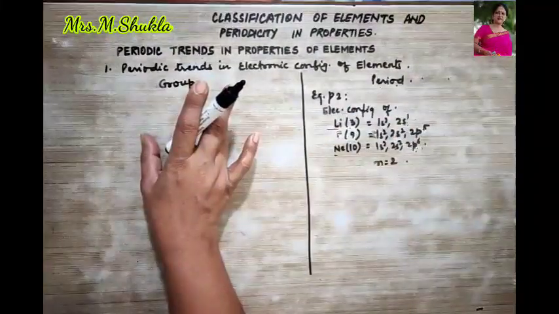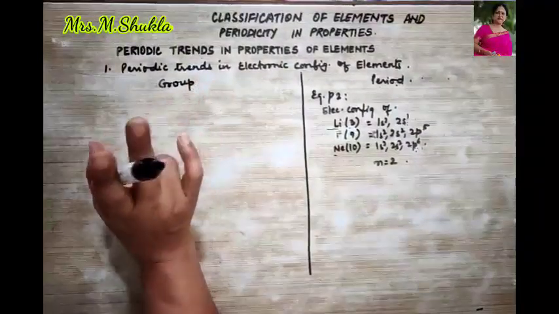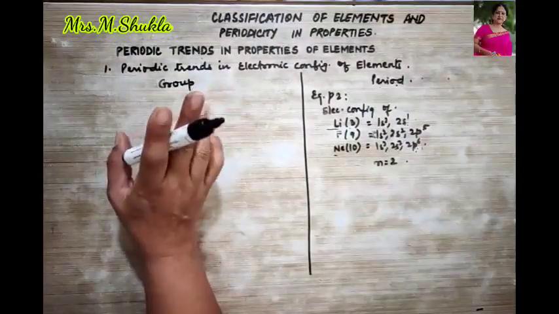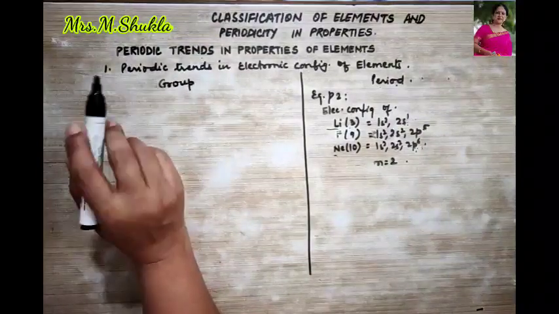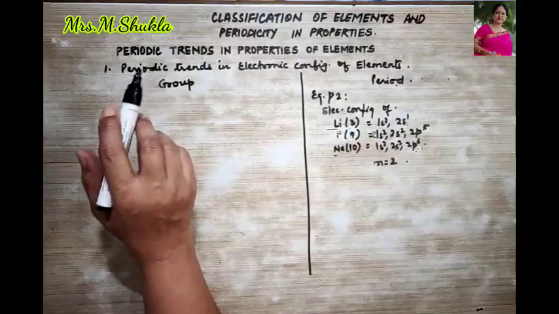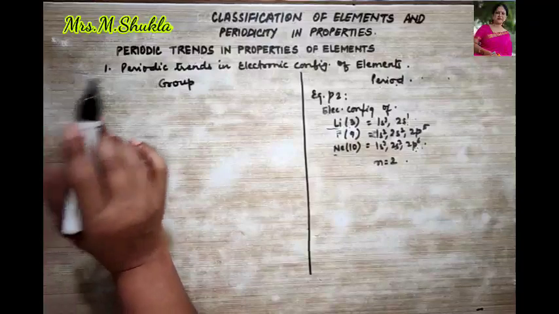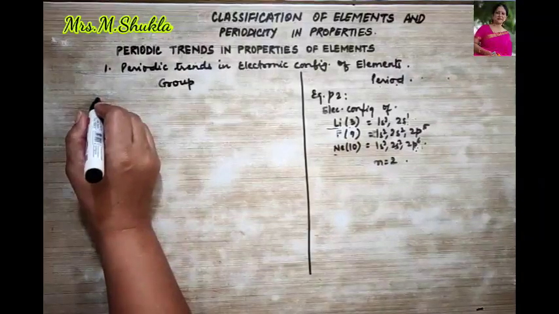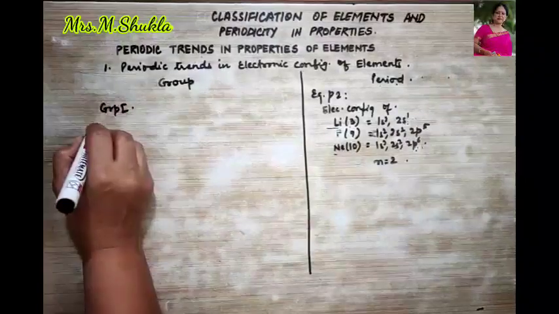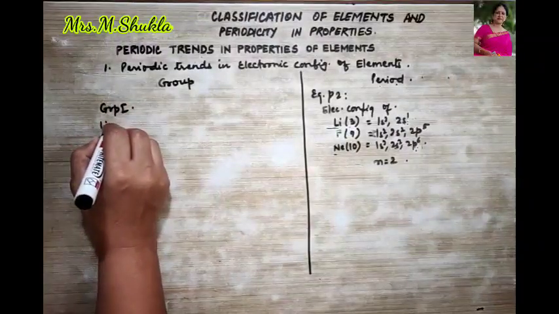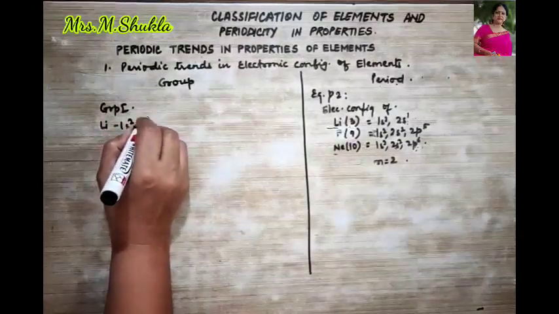Now let us talk about the group. All the elements of a group have similar electronic configuration in their outermost shell. But the electronic configuration of the outermost shell of an element in one group is different from that of another group. So let us take an example over here also. Look at group 1 elements. Lithium, if you configure it, is 1s2 2s1.